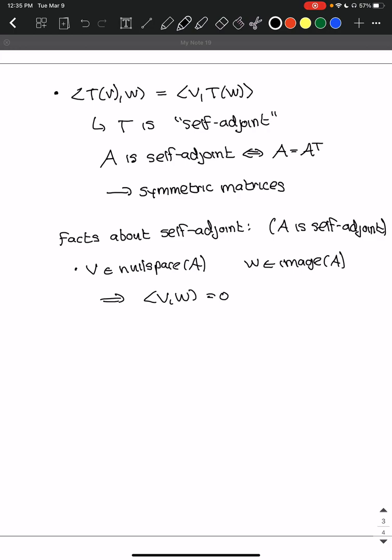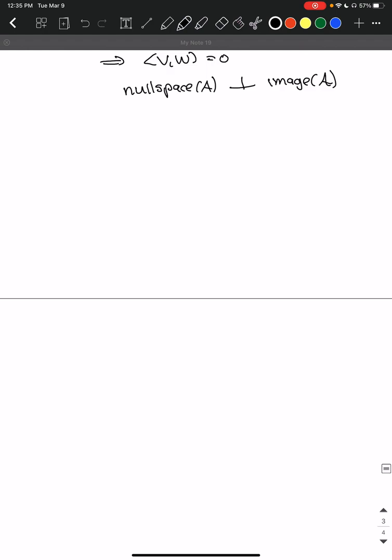It means that if I take a vector in my null space and a vector in my image, any one of them, I take their inner product, I get 0, that means they're perpendicular. And that means in particular, this is weird to think about, but my null space of A is perpendicular to my image of A, okay? That may not make a whole lot of sense, so let's do an example.